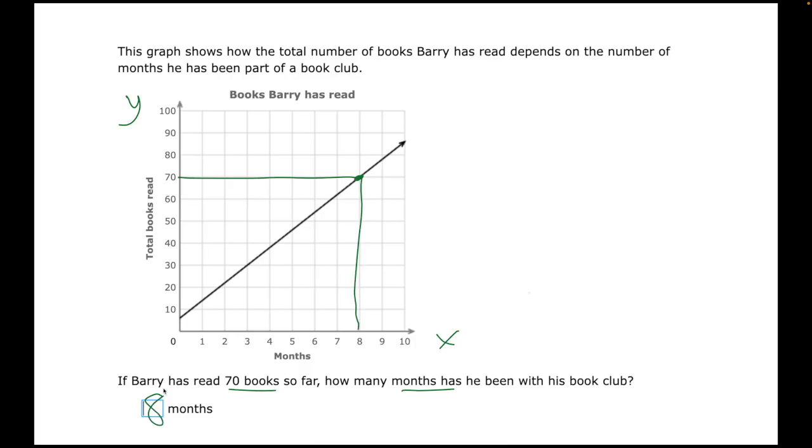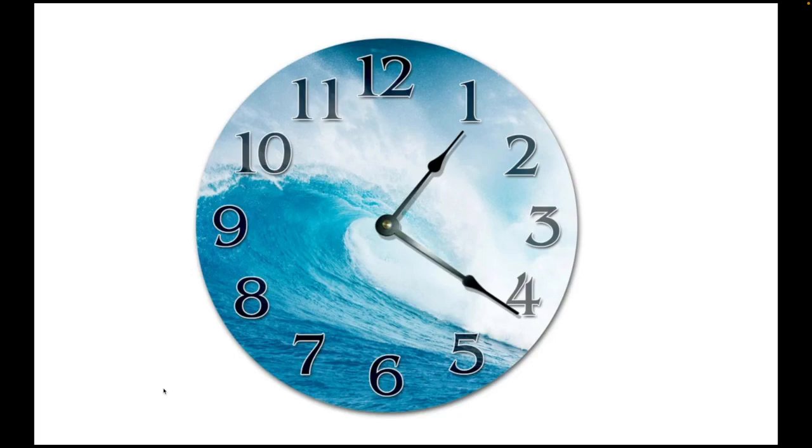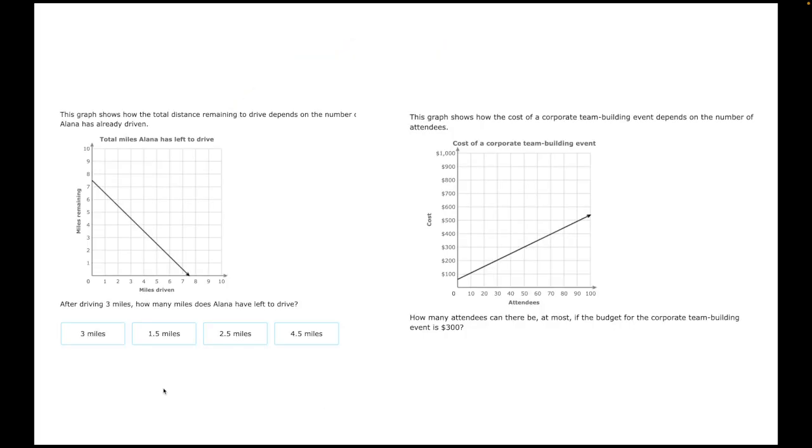Okay? All right, here's our cool clock for today, which means that it is time for you to try some of these problems on your own. So go ahead and pause the video and see if you can do these 2 problems, and we will check your answers in just a second.